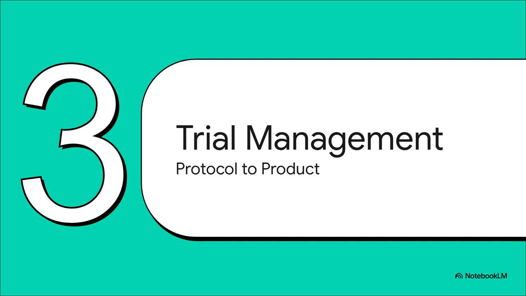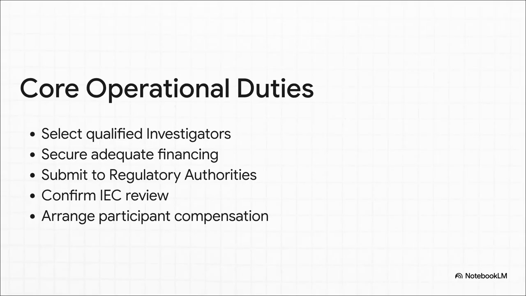Okay, so we've got our quality system. Now let's move to the second pillar, trial management and operations. This is where the rubber meets the road, where the plan turns into action. You can think of these as the logistical backbone of the whole operation. The sponsor has to find the right doctors and sites, make sure there's enough money to finish the trial, and do all the paperwork to get the green light from regulators and ethics committees. None of this is optional.